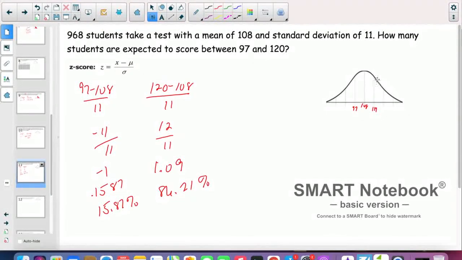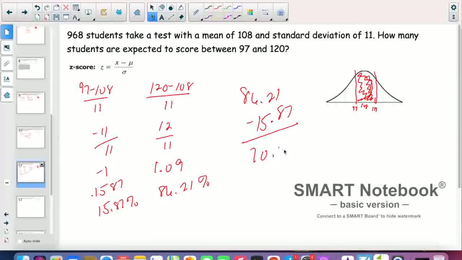So what we're talking about is what percent of the data is in this shaded region right here. Well, the percent below this line is 15.87%. The percent below this line is 86.21%. So couldn't I subtract those two percentages to get what's in between them? So 86.21 minus 15.87 gives us 70.34% of the scores are between a score of 97 and a score of 120.